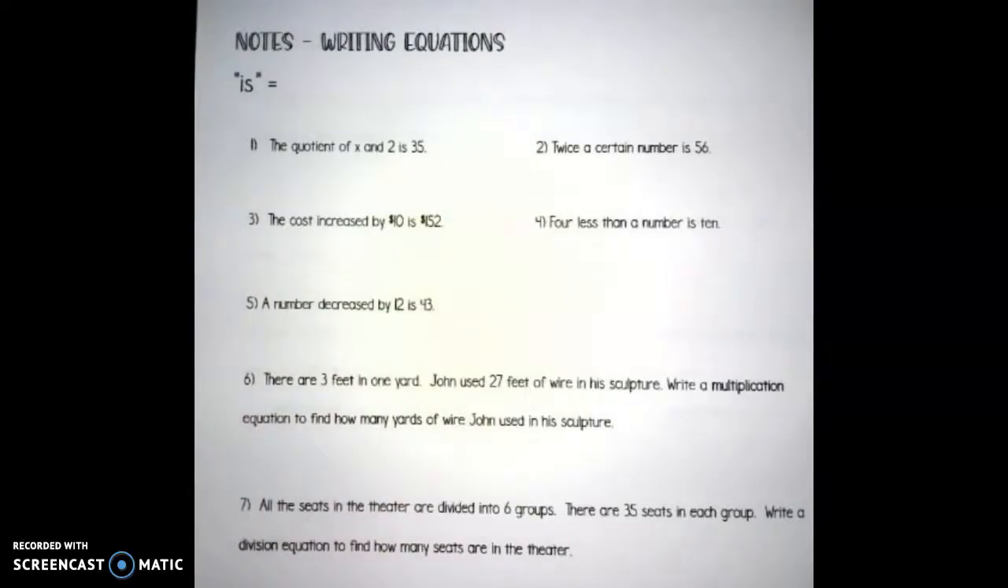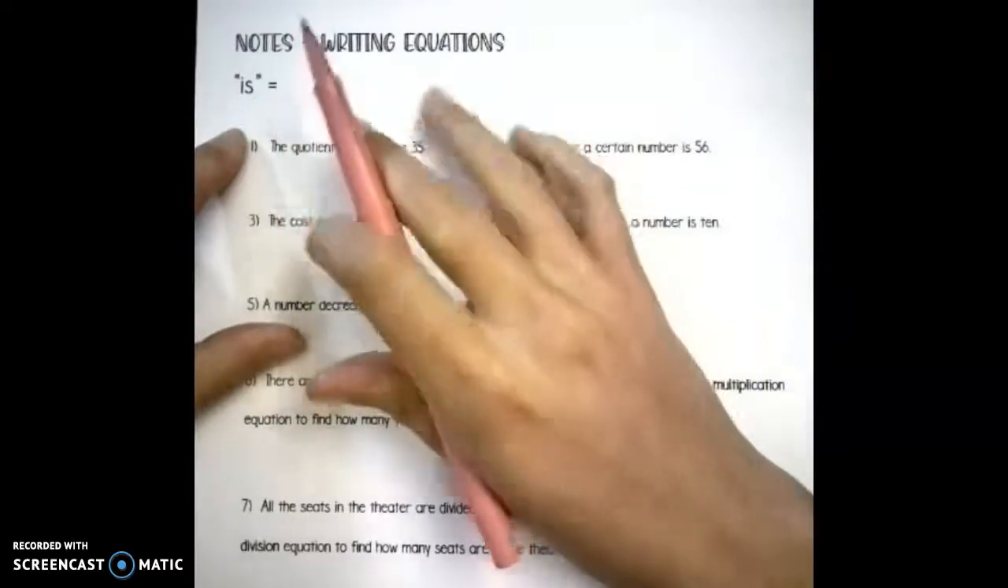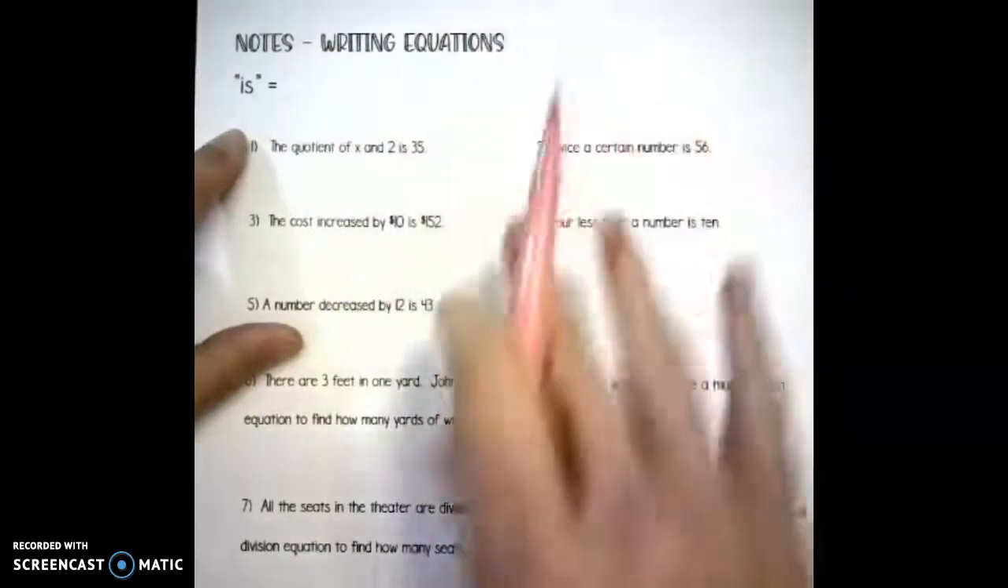So one of the main things we need to remember is that if we see the word "is," that means something is equal to it. So "is" means equal. We're going to have to keep that in the back of our minds.